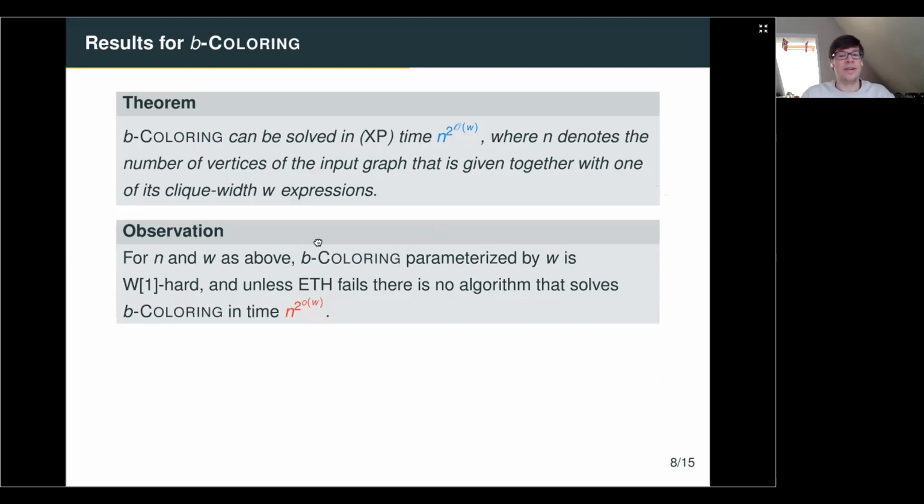So first of all, as a consequence of previous results in the literature, we observed that B-coloring parameterized by W is W[1]-hard, so we cannot expect any FPT algorithm. And furthermore, unless the exponential time hypothesis fails, we cannot even expect to get rid of the exponential dependence on W in the degree of the polynomial. So if we had an algorithm that runs in time n^(2^o(W)), then this would already refute ETH.